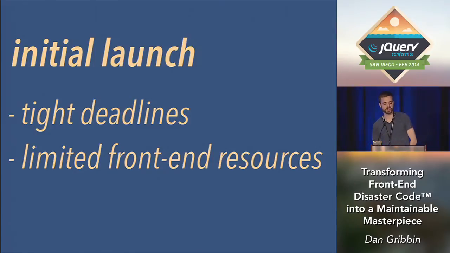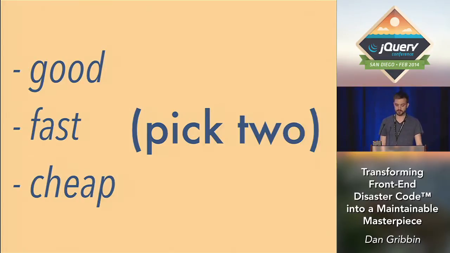Alpine's initial launch was sort of under very tight deadlines. We had very limited front-end resources. So in order to get the product out the door on time, the team needed to work pretty quickly. Now, you've probably heard this saying, good, fast, cheap, pick two. It's absolutely true, and it definitely applied in this scenario too. We were really eager to please our stakeholder, as most of us are, since they're the one paying the bills, but we poorly communicated this concept to them.